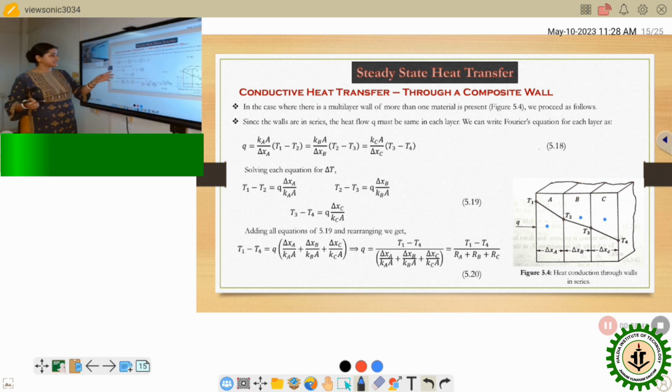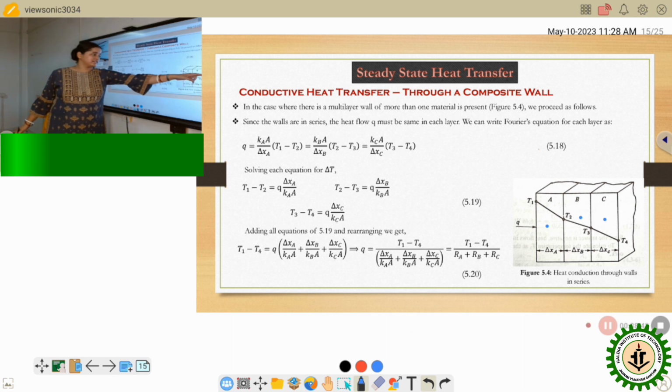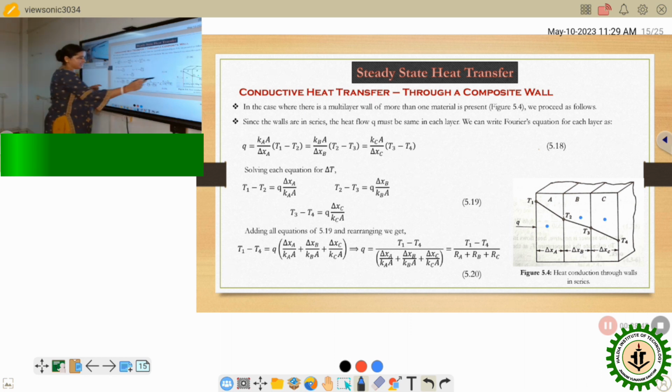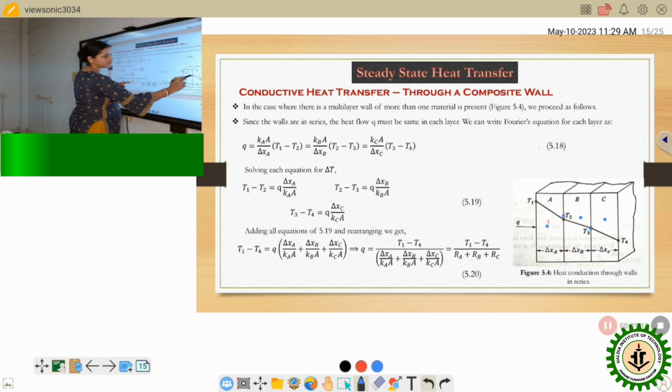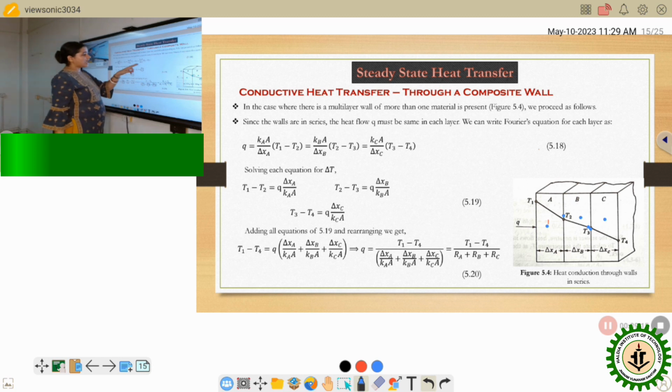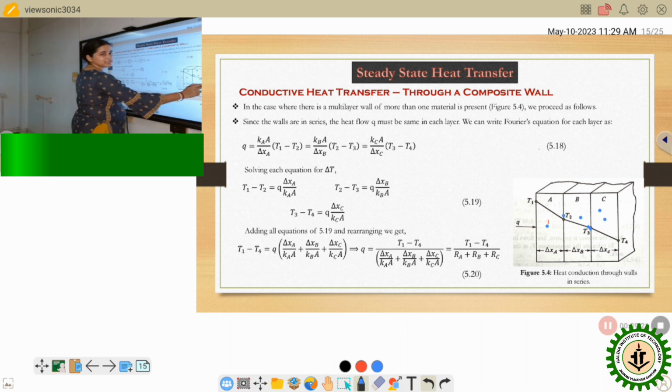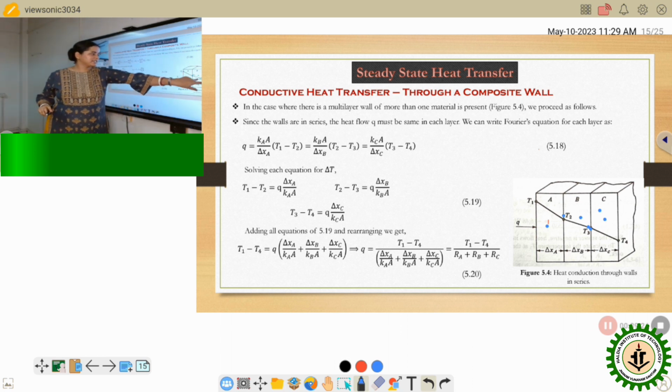If you have read about electricity, you will be able to understand that Q won't change in this direction. So for each of these materials, I will have that individual Fourier's law. For wall A, it will be K suffix A divided by delta XA into T1 minus T2, because the temperature gradient across wall A is T1 and T2. For wall B, it will be KB A divided by delta XB into T2 minus T3, because the temperature gradient here is T2 and T3. And for wall C, it will be KC A divided by delta XC into T3 minus T4, because the temperature gradient here is T3 and T4.